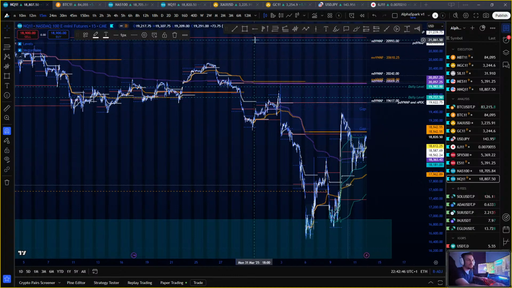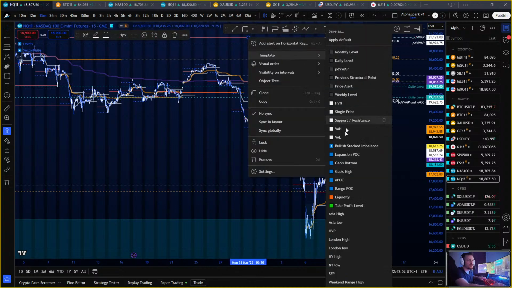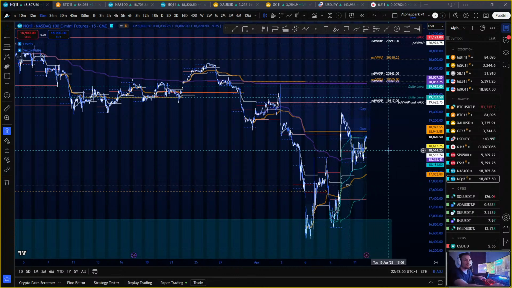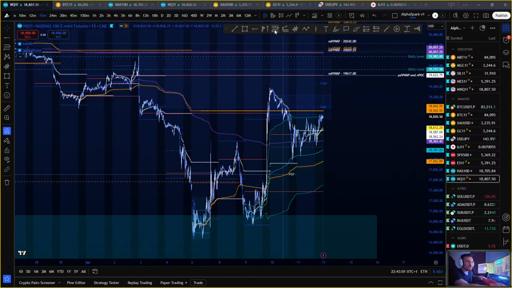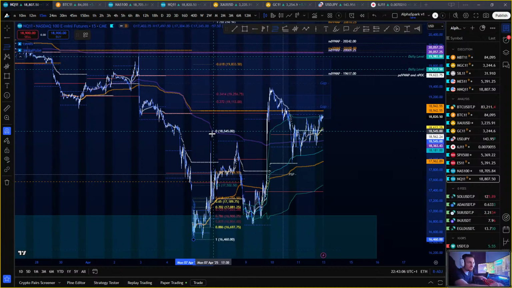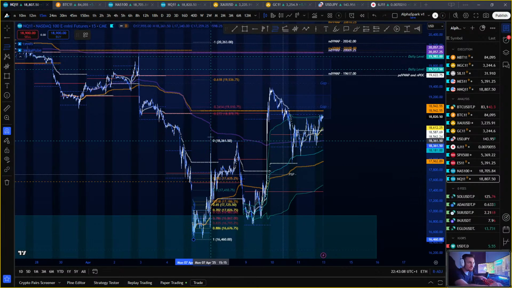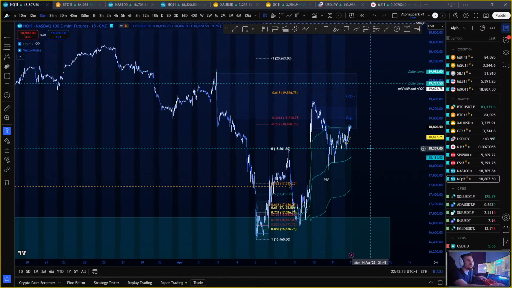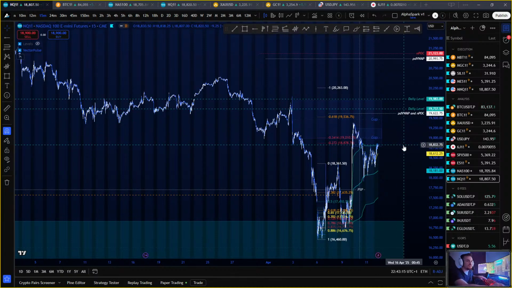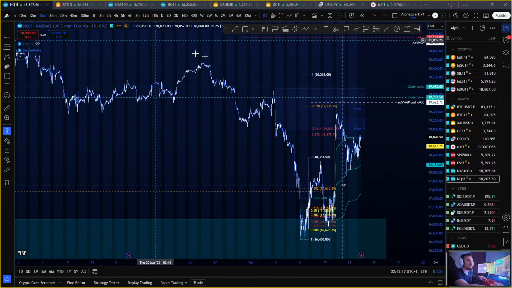Which basically has the naked point of control as well there. I would only be looking into that, to be honest. Let's do a TR pocket from the low. Hide levels. Okay, gives us the 618 on the previous day VWAP, barely.